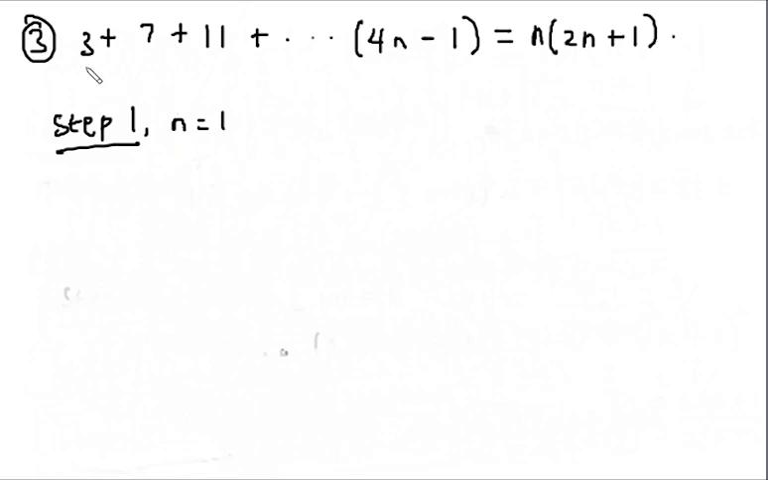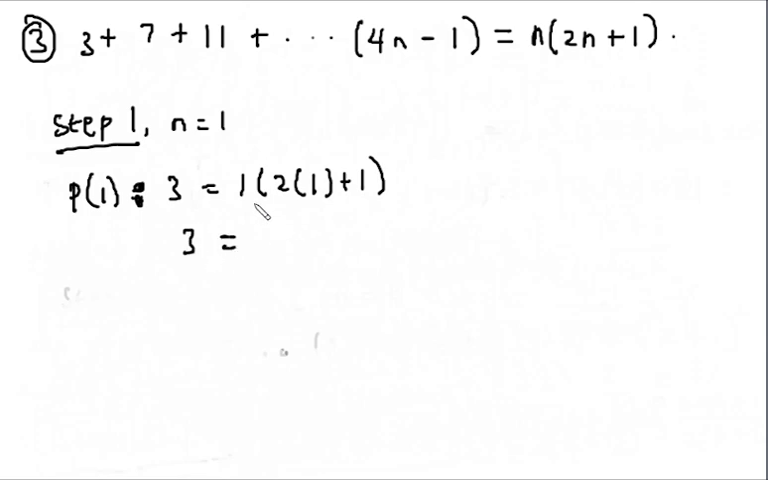The first term here is 3. So P of 1 is 3. And then for the right hand side of the equation, we know that 1 open bracket 2 open bracket 1 plus 2 plus 1. So we know that 3 is 1 times 2 times 1, which is 2, plus 1. So 3 is equal to 3. So n is equal to 1 is always for the first term of the sequence.